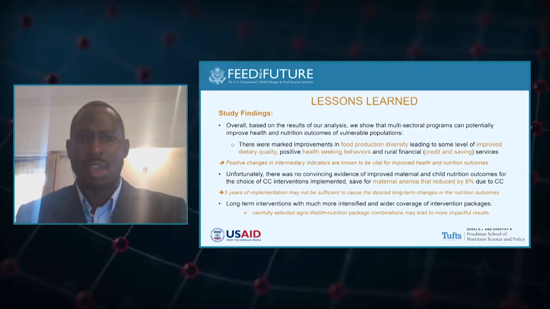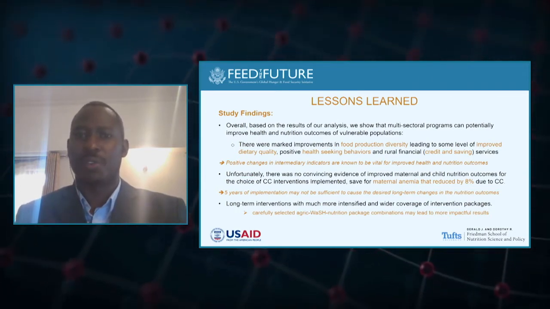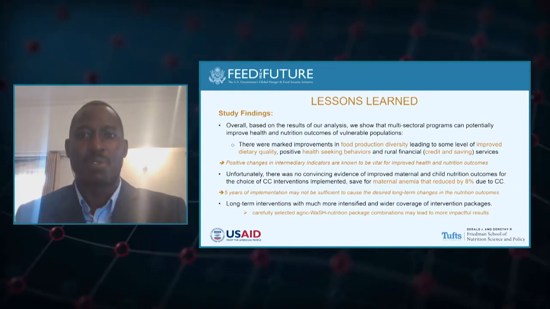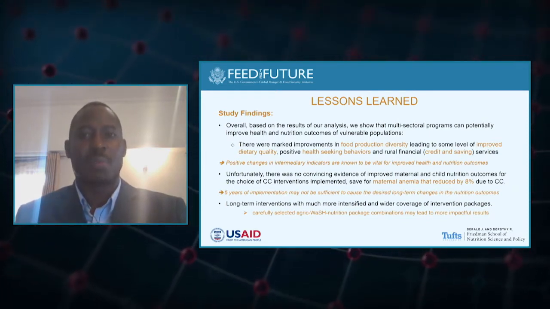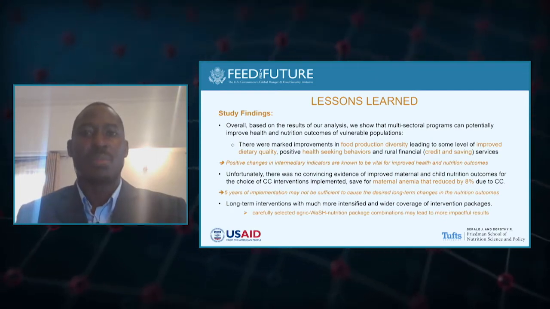In our analysis, we found marked improvements in food production diversity, in terms of the number of crop species, but also animal species, being reared by the households involved in the program compared to the households or communities that were not enrolled into the Uganda Community Connector. Because of this improved food production diversity, it led to improved dietary diversity for women. There were also some positive indicators for health-seeking behaviors, in terms of access to antenatal care, using mosquito nets and so on and so forth.